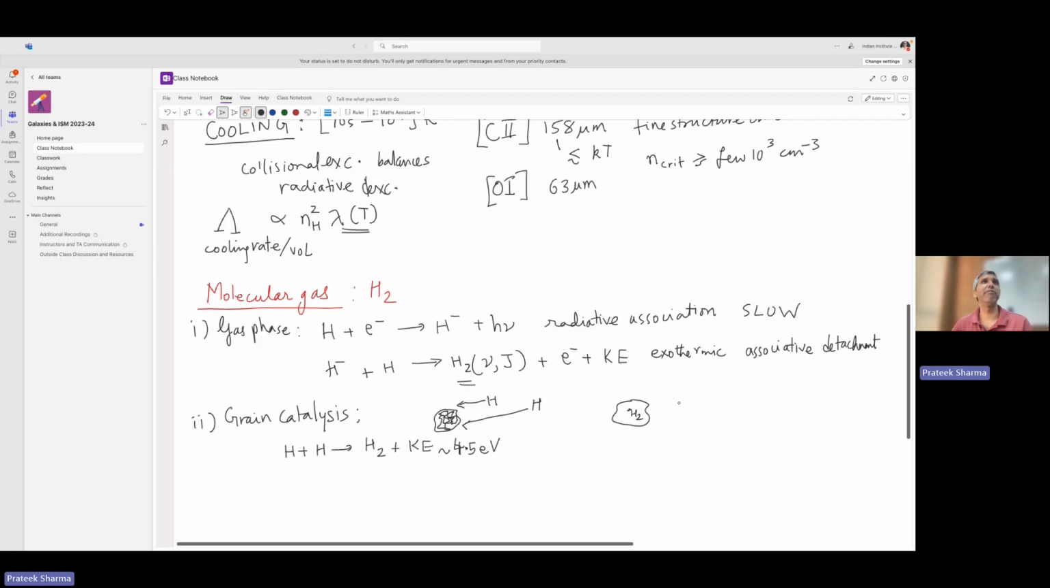And that energy is enough for it to get ejected, right? H2 is much less massive than the dust grain. That energy in this process is taken mostly by the lower mass partner, which is H2, and it just flies out. As soon as the H2 molecule forms, the newly formed molecule just leaves the grain because it has that extra kinetic energy. So this is what the microphysics of dust grain catalysis is supposed to be.